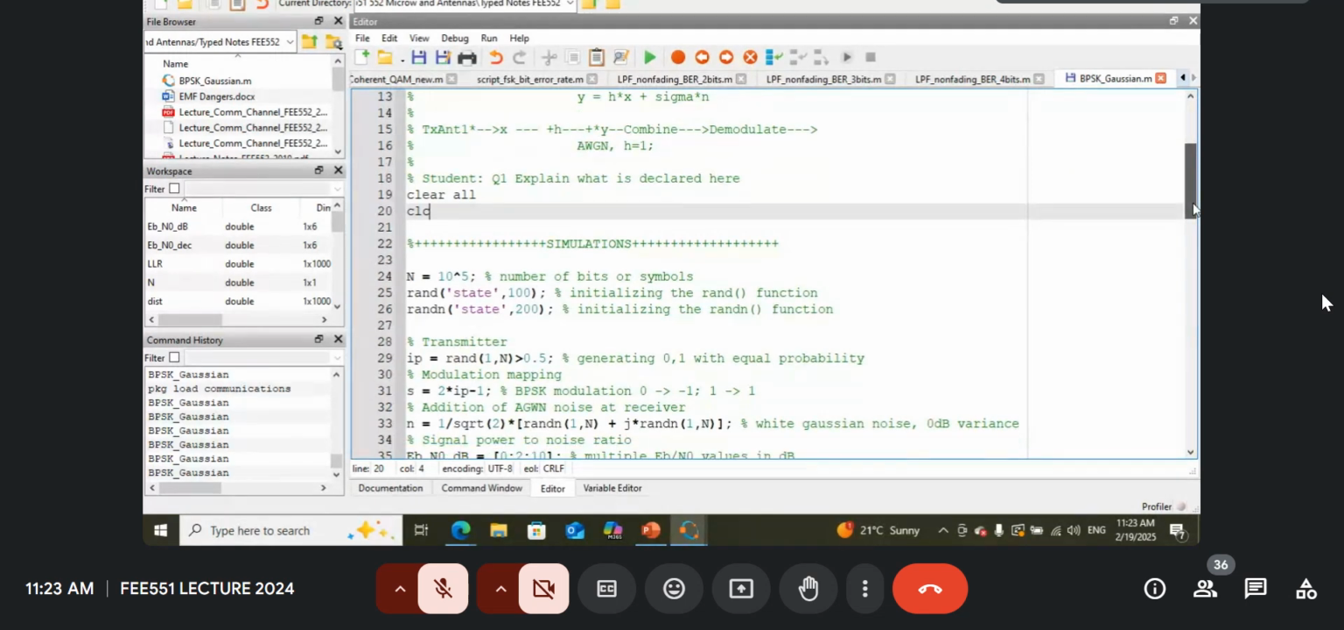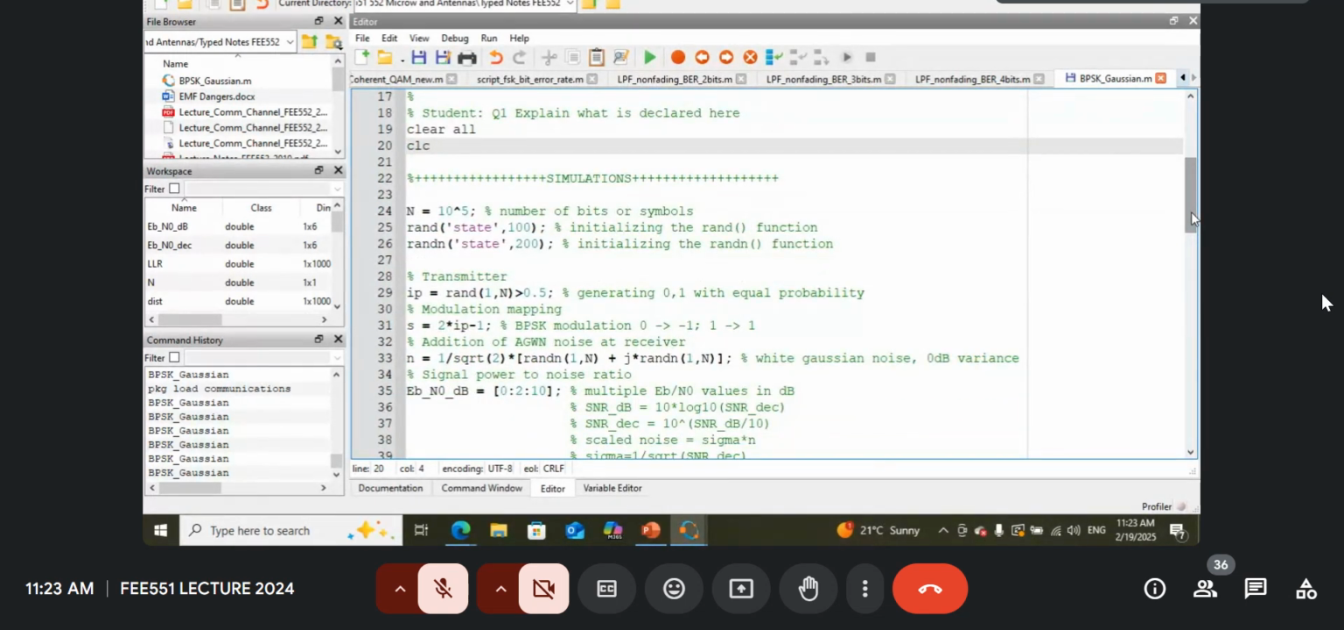So here, for us to really get a good average, because what we want to determine here is the number of errors in a random, noisy environment. If you just have one symbol that you're transmitting, you may receive it in error or not in error. So for you to get a better average, you can try like 100,000 symbols. So that's why we have 10 raised to 5. Those are the number of bits or symbols that we are transmitting. Then we'll get the average number of errors out of that 100,000.